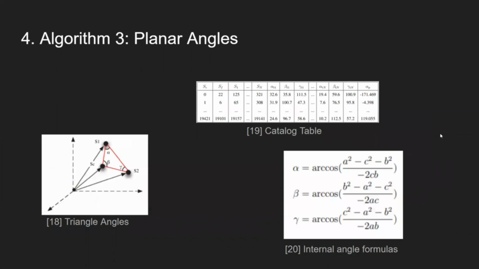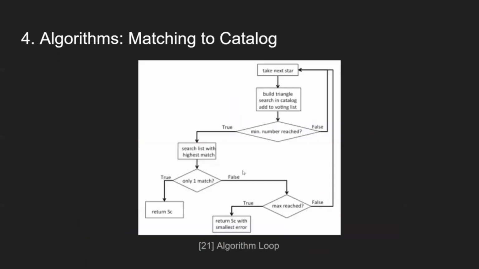The third algorithm I want to talk about is planar angles, very similar to the previous two, except now the parameters that are being looked for in the reference table are the internal angles designated as alpha, beta, and gamma, as seen here in the three-dimensional triangle. And it's important to note that the angles actually rely on the side lengths, so it might take a little longer than algorithm number 2.